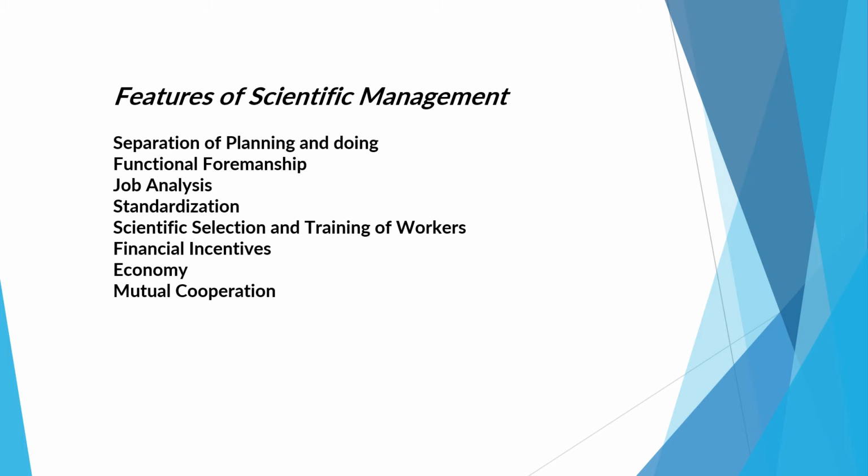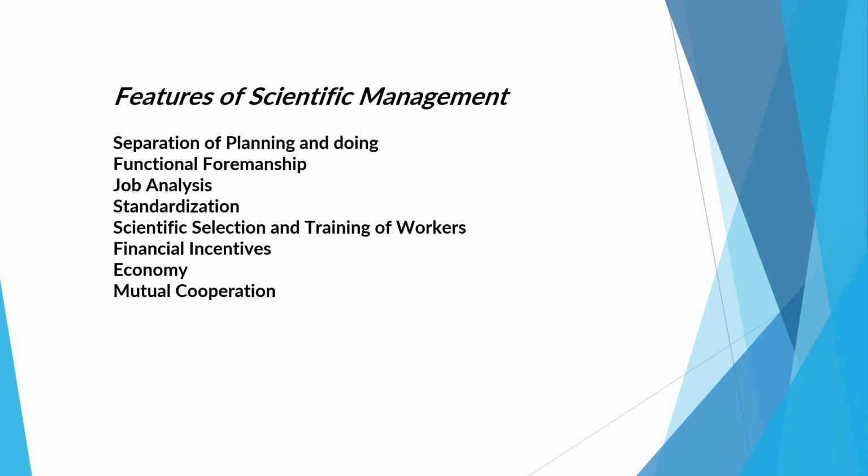Next we have another important feature of scientific management, which is job analysis. Job analysis is undertaken to find out the one best way of doing things. The best way of doing a job is one which requires the least movements. This is very important. Consequently, less time and cost. We have to see that the job is completed in less time and with less cost, with the least movements.